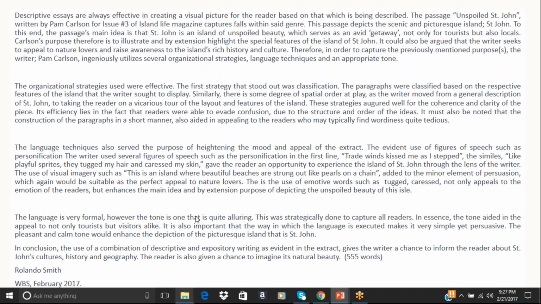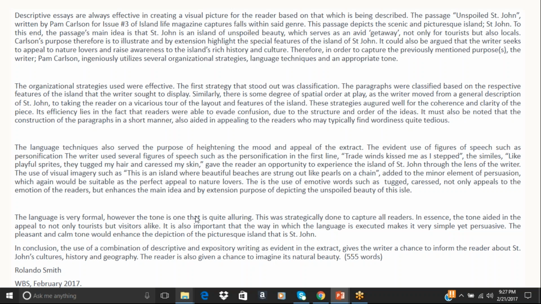To this end, the passage's main idea is that St. John is an island of unspoiled beauty which serves as an avid getaway not only for tourists but also locals. Carlson's purpose, therefore, is to illustrate and by extension highlight the special features of the island of St. John.